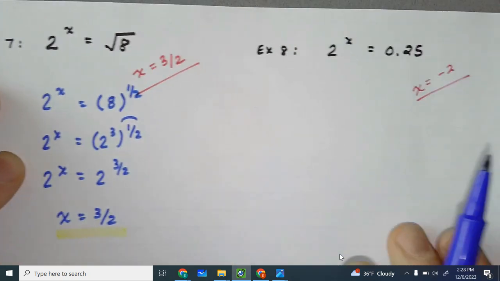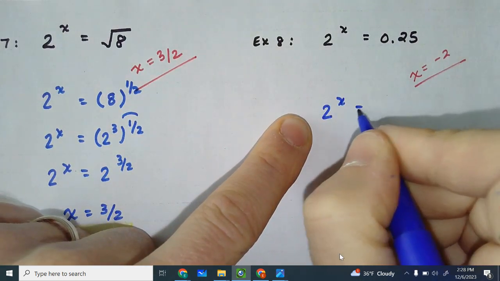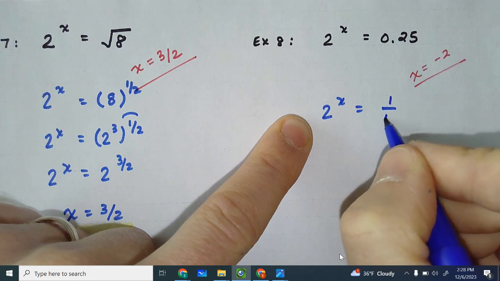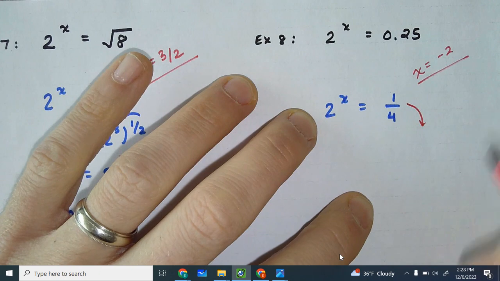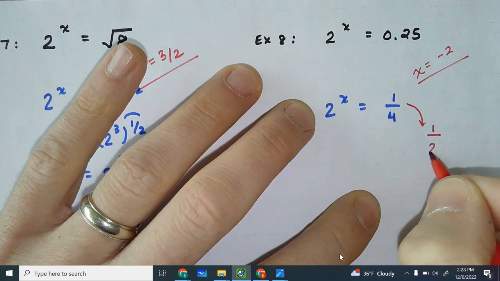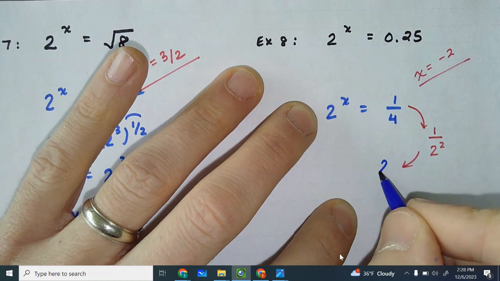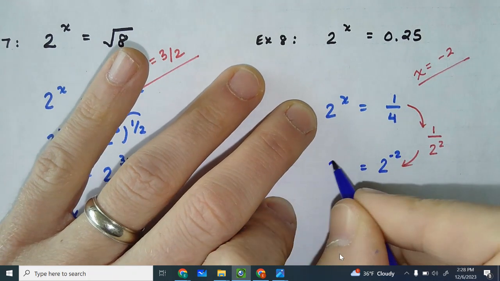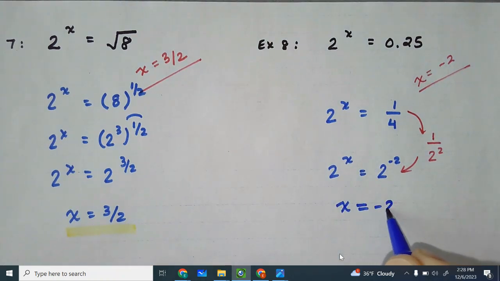Moving along, number 8. First thing you want to do is rewrite 0.25 as 1/4. Next thing you want to do is say that 1/4 is 1/2 squared, which means it is 2 to the -2. Therefore, x is -2.